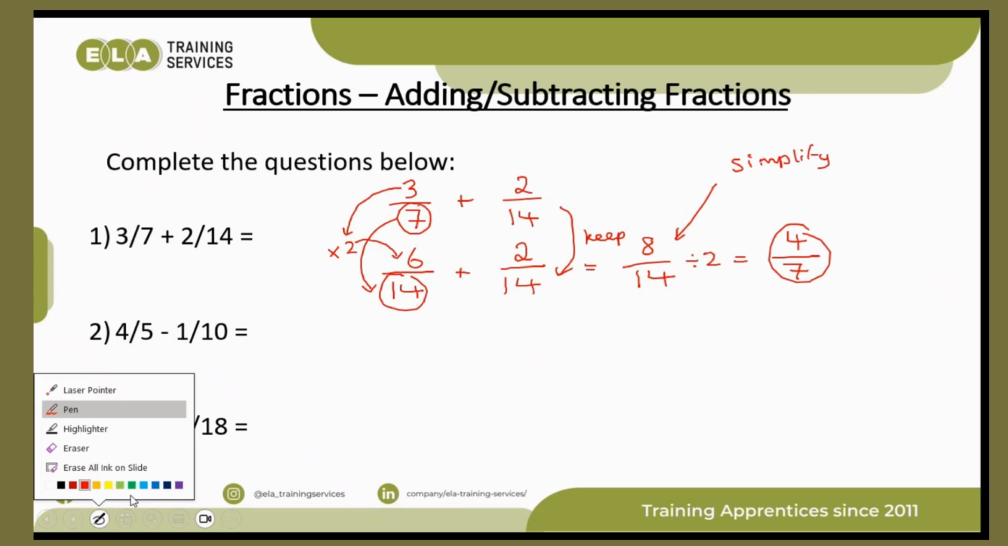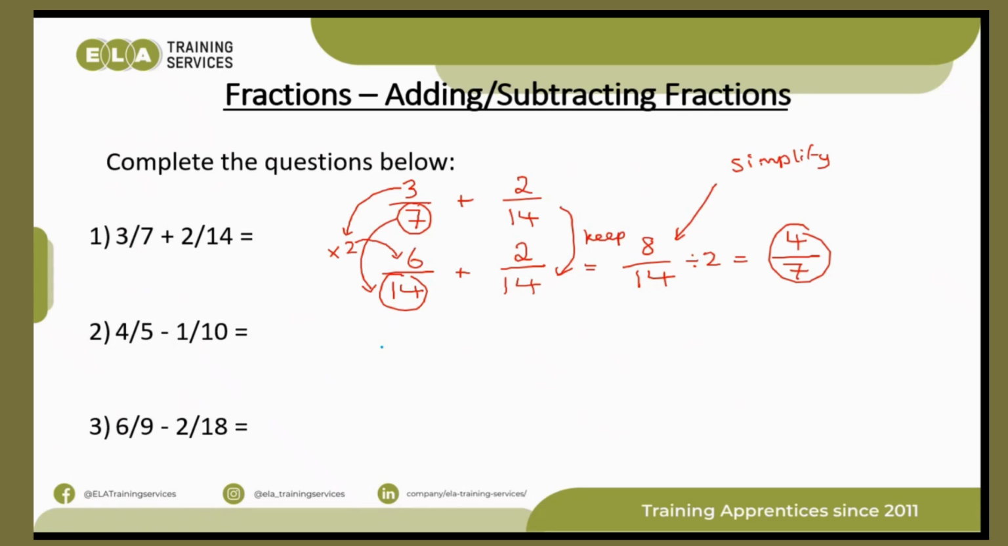I'll change my colour pen so it's super obvious we're doing the next one. Okay, so we've got 4/5, take away 1/10. Can we turn 5 into 10? Yes, so our new bottoms are going to be 10s. We keep the 1/10. Then, how do you get from 5 to 10? What do you multiply 5 by to get 10? You times by 2. 4 times by 2 is then 8. No, this time it is a takeaway. So 8 take away 1 would be 7 over 10.